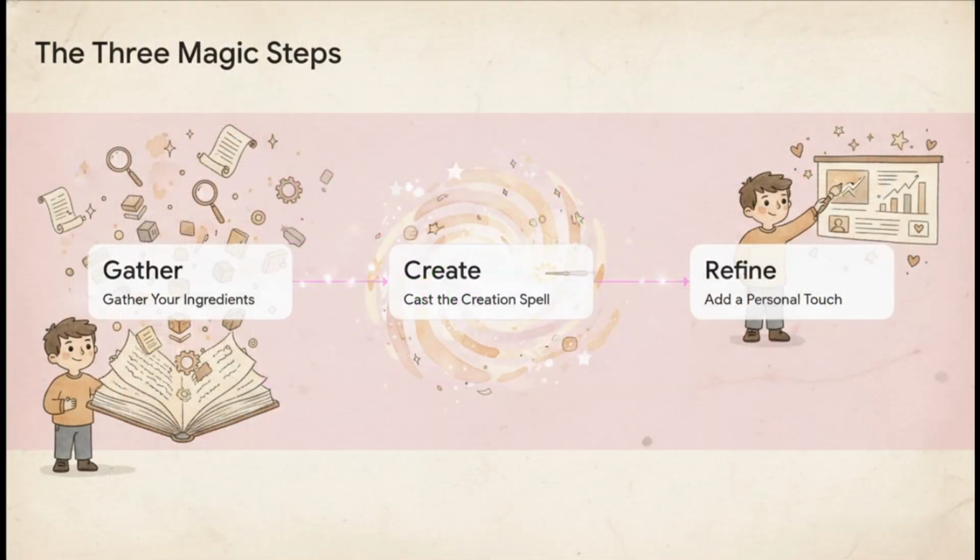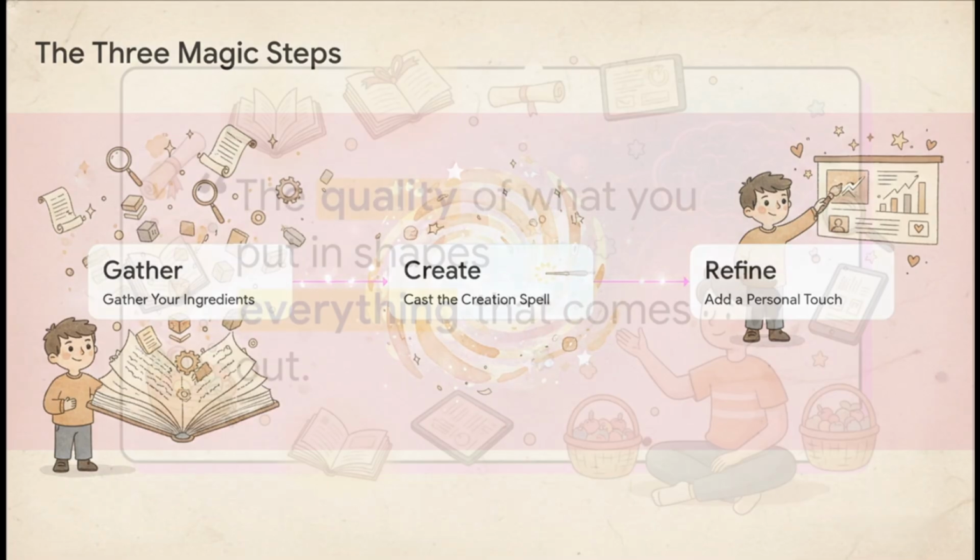So, how does this all work? Honestly, it's as simple as these 3 magic steps. First, we gather our ingredients. That's all your research. Second, we cast the creation spell. That's the one-click magic I was talking about. And third, we add a personal touch to tweak it and really make it our own. Let's break down each one.